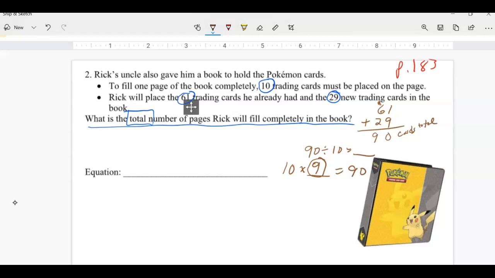And we're just going to take our equation, and we can use the one we got right here for that, okay? So 10 times 9 equals 90, and our answer is 9 pages. And I'm going to label that 9 pages right here, okay?